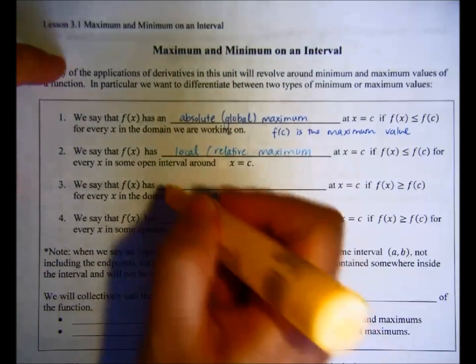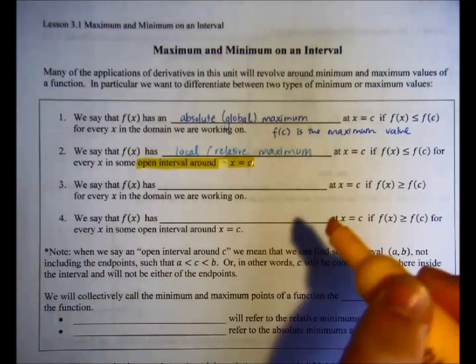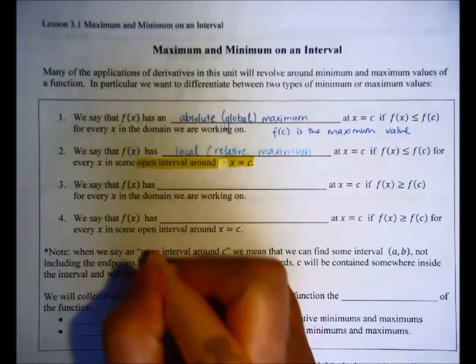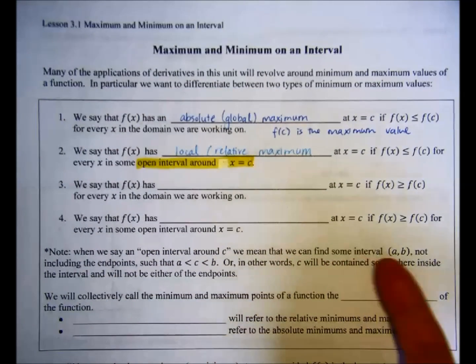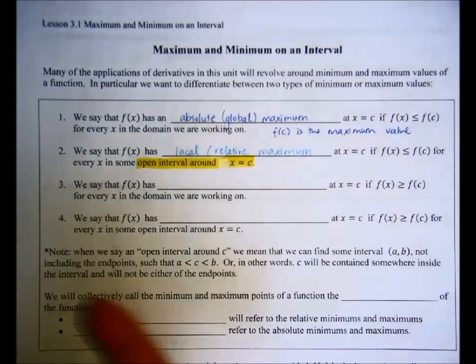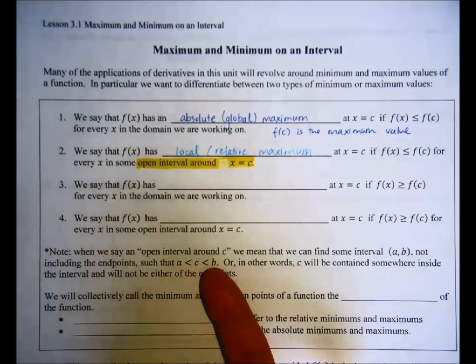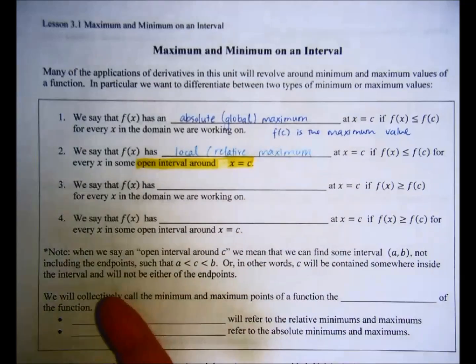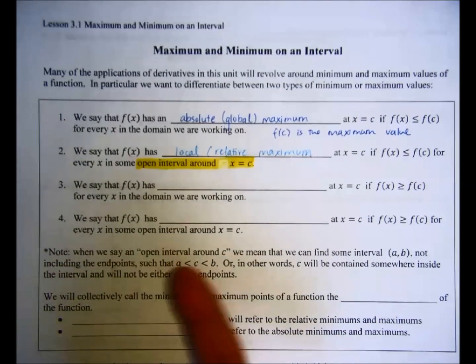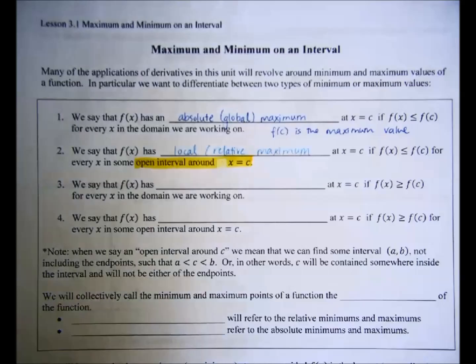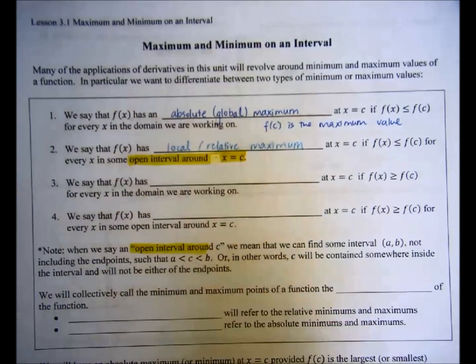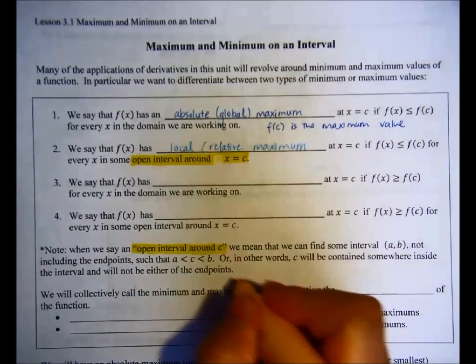So when we talk about an open interval around x equals c, we mean that we can find some interval a, b, not including these endpoints. So c is contained between a and b, or in other words, it's not going to be either of these endpoints, a or b. Okay, so it has to be somewhere in between. So just keep that in mind. That's what we mean by open interval.